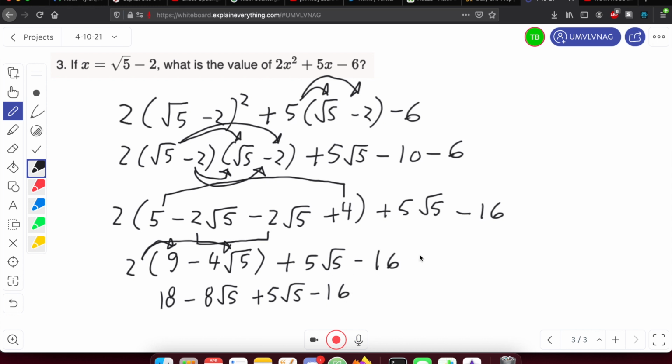And now we're just going to bring this up here so we can finish off our problem. 18 minus 16 is 2, so we'll write 2. And then negative 8 square root of 5 plus 5 square root of 5 is simply negative 3 square root of 5, so minus 3 square root 5. And that is the value of this equation.